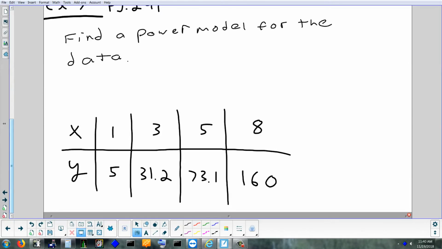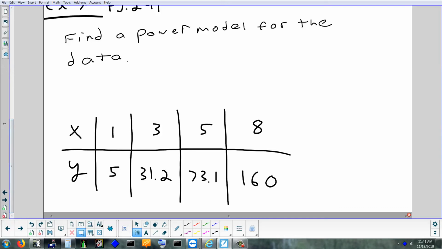Part of what you should do is check and see, is this even the right type of data to use a power model for? A power model is a tool. You don't use it all the time. You should know what to use it on and what not to use it on. I'm already telling you this is a good set of data for a power model. You're not going to have to check whether or not you should use it.